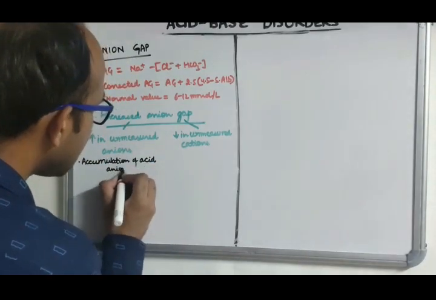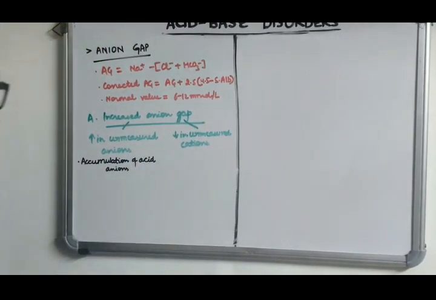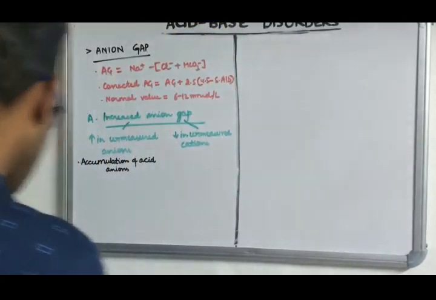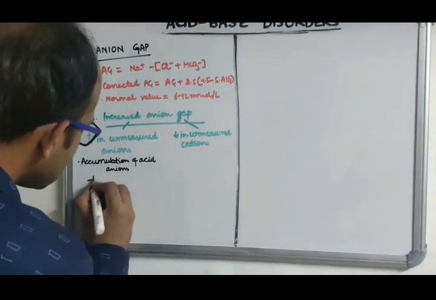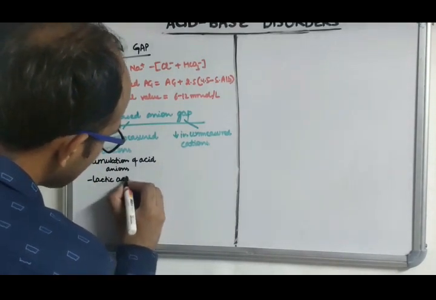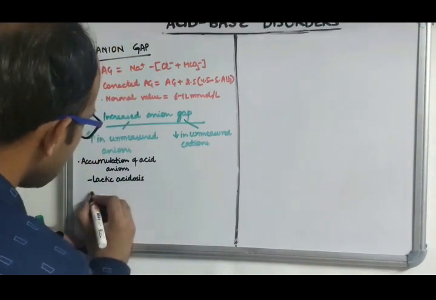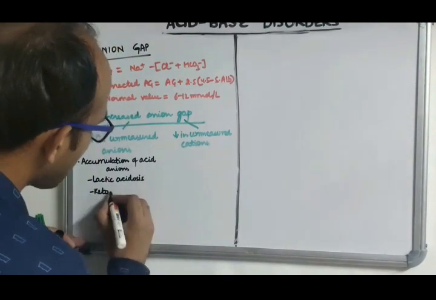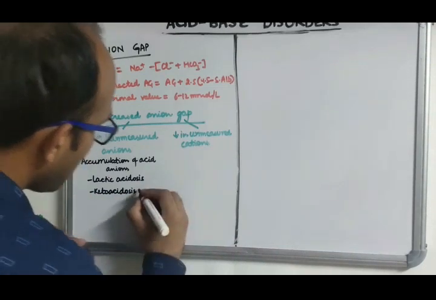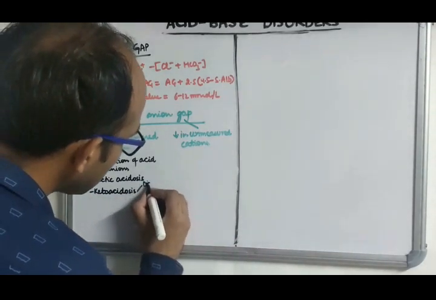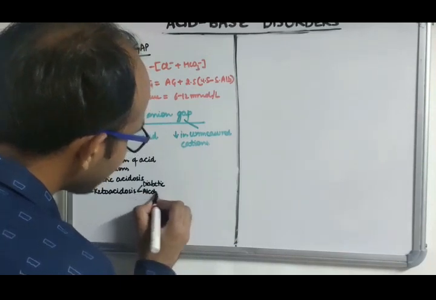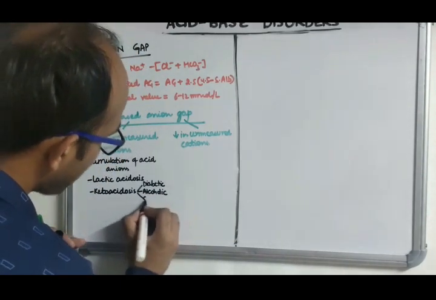If I talk about the conditions in which there is accumulation of endogenous acid anions in extracellular fluid, they are lactic acidosis, in which there is an accumulation of lactate, or ketoacidosis, in which there is an accumulation of beta hydroxybutyrate and acetoacetate. Be it diabetic ketoacidosis or alcoholic ketoacidosis or starvation ketoacidosis.